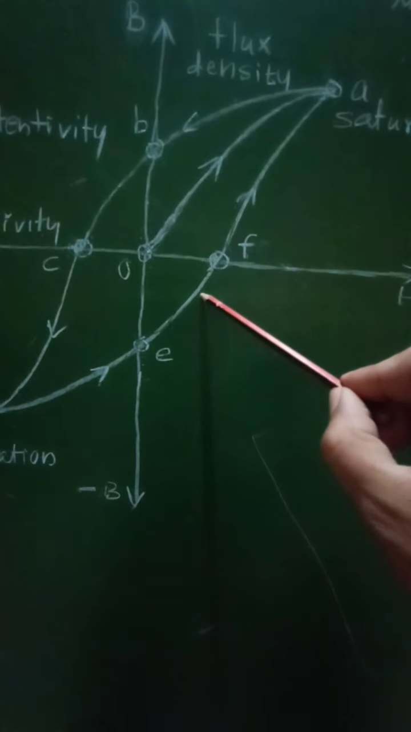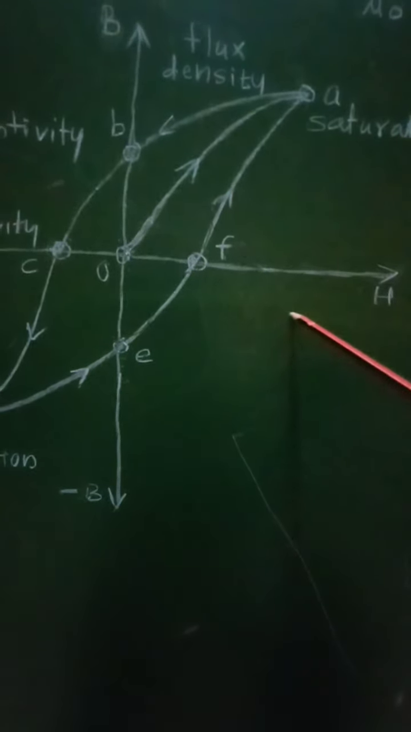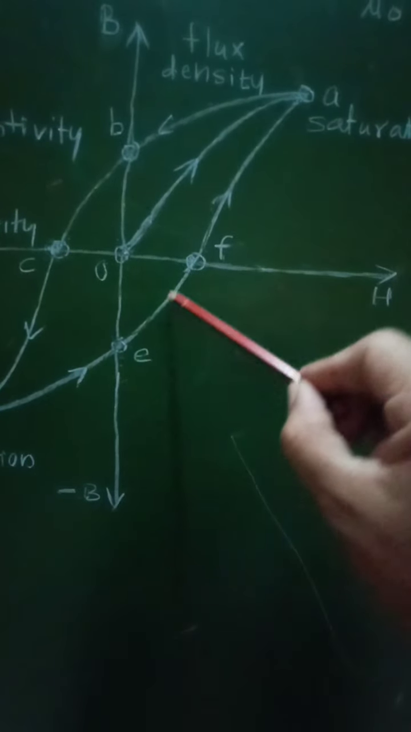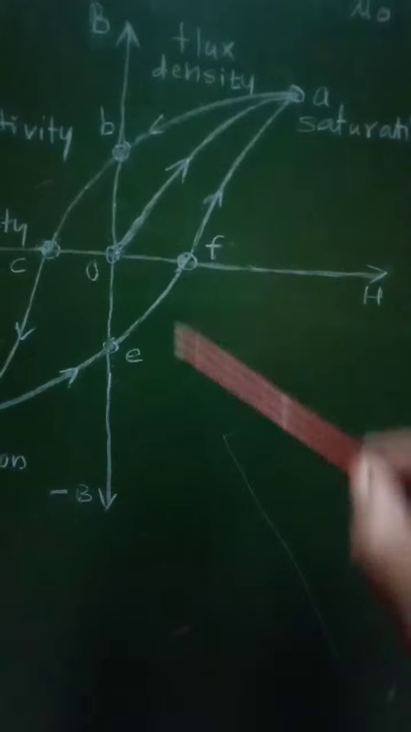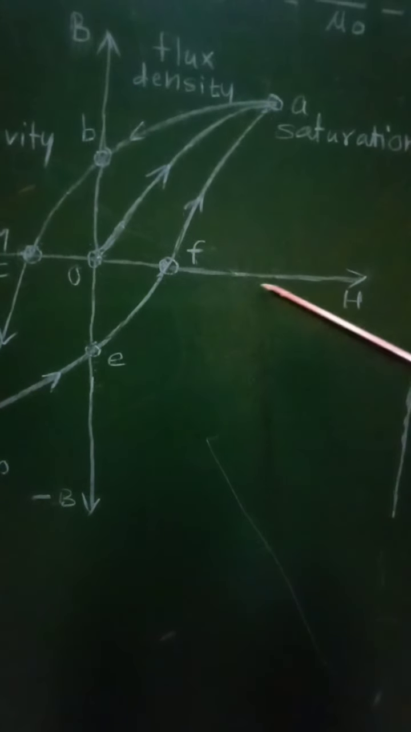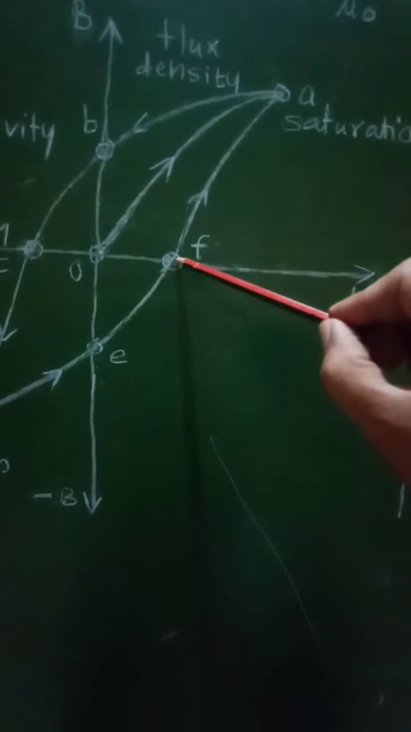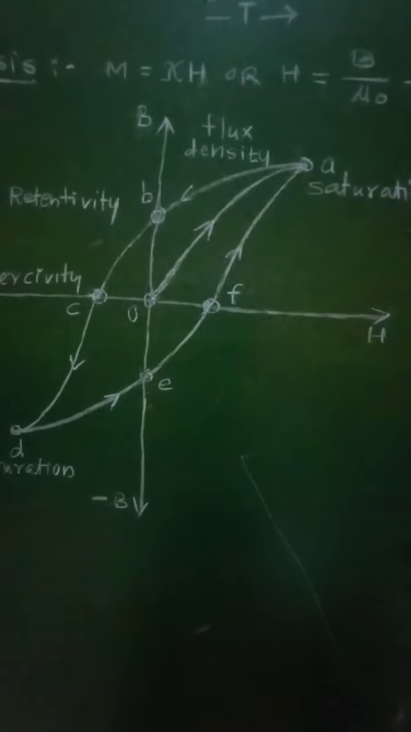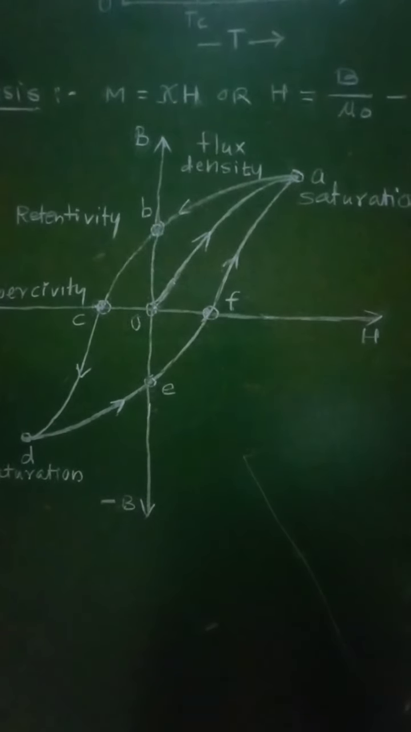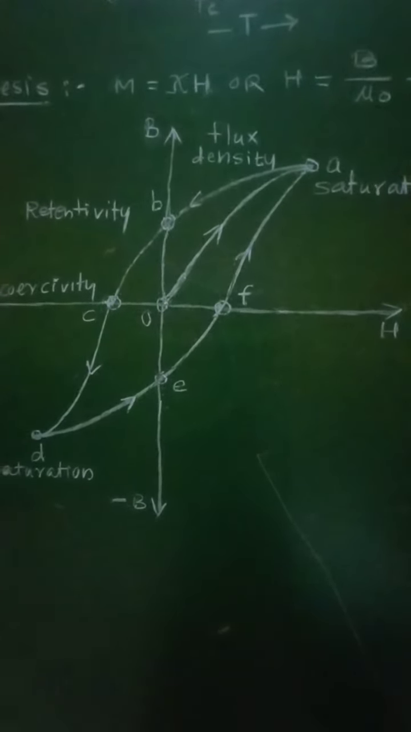Beyond that point E, when there is increase in the value of H, the graph will touch this H axis at point F, and then further for increase in the value of H, it will be traced from F to A, so that one complete cycle will get completed or one loop will get completed.